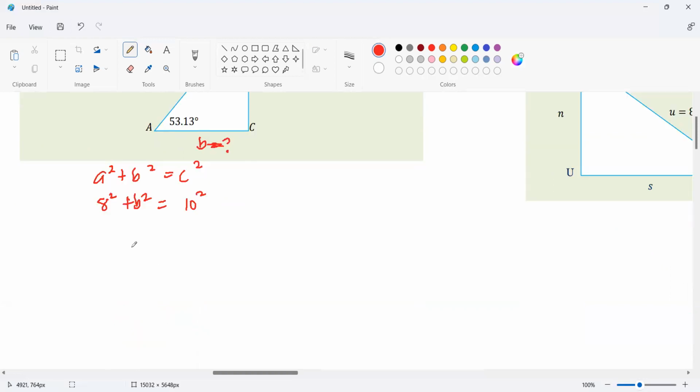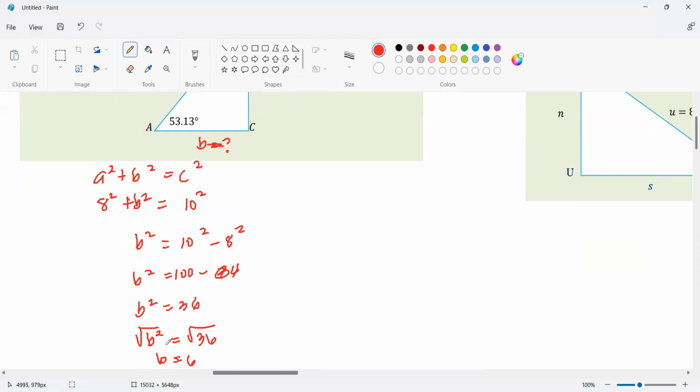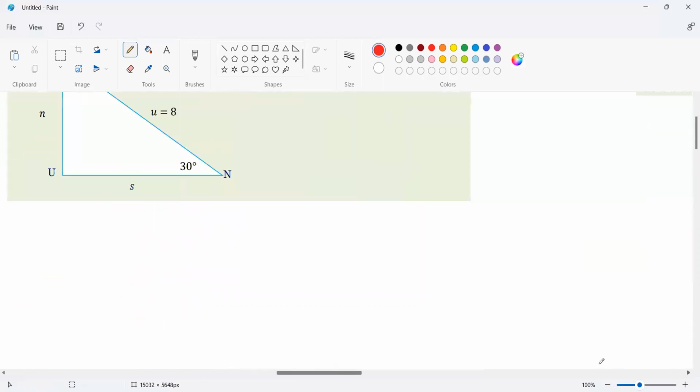And then b squared is equal to 10 squared minus 8 squared. B squared is equal to 100 minus 64. B squared is equal to 36. And we know that the square root of 36 is, pila? Equal to 6. Positive lang, we're talking about lengths. So b is equal to 6.